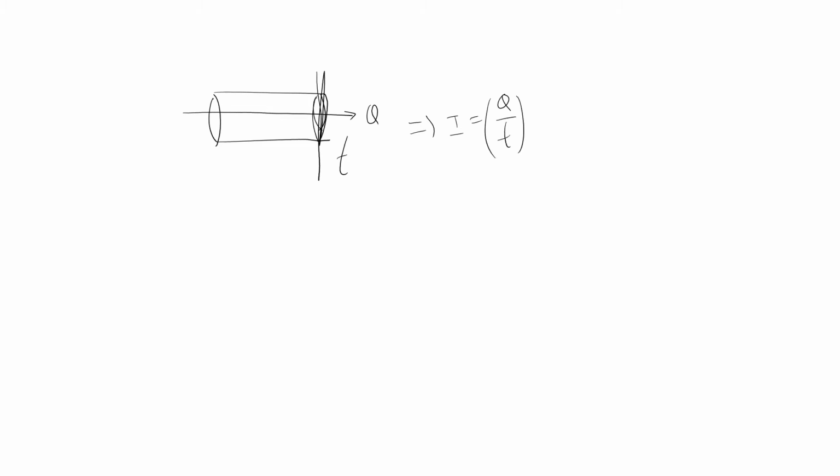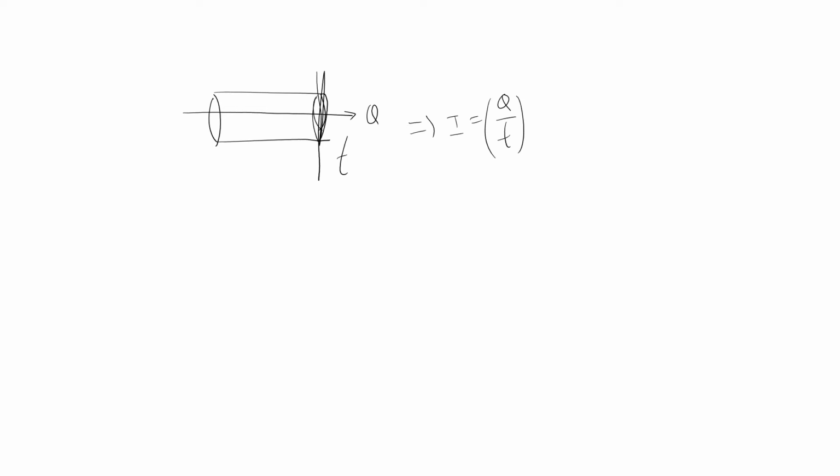As I have said, here is a conductor, and I am calculating the total amount of charge that has flown through this lane in time t. By using charge and time, I can calculate current, that is q upon t.